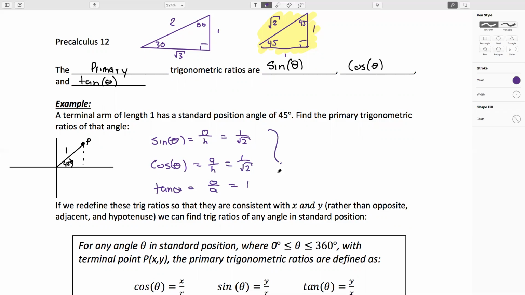Sorry about that. One other thing, another way to think about tan, and you probably haven't seen this before: tan theta is actually defined as sine theta divided by cos theta. That's what tan is. So you can take the same ratios and plug them into this formula, 1 over root 2 over 1 over root 2, which is 1. So that's 2 ways of finding tan.